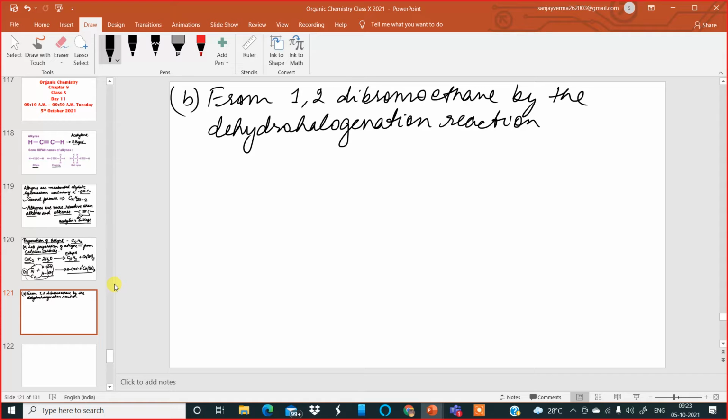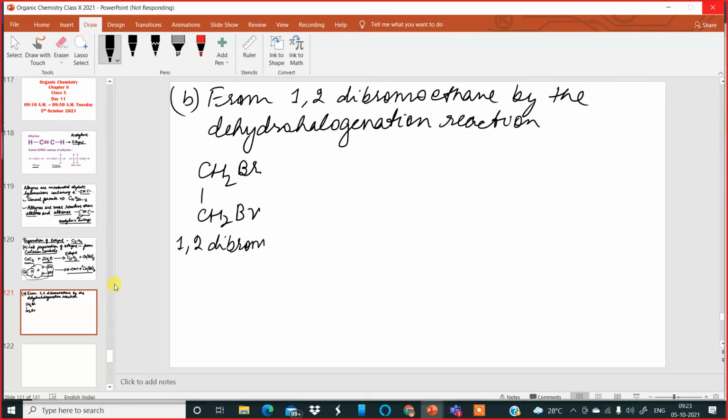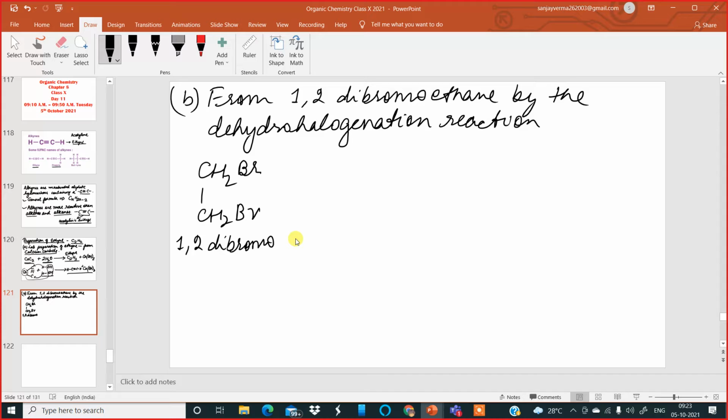1,2-dibromoethane has the formula CH2Br CH2Br. This is 1,2-dibromoethane, or it is also commonly called ethylene dibromide. So look at that, two carbons containing one bromine atom each. It is reacted with alcoholic potassium hydroxide.